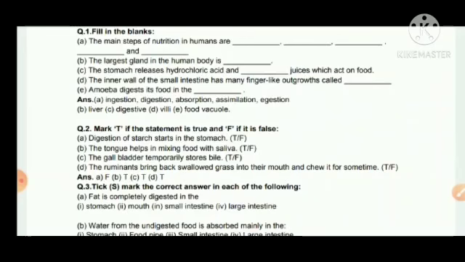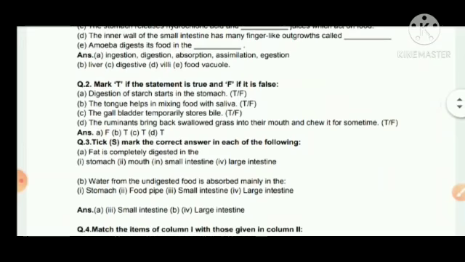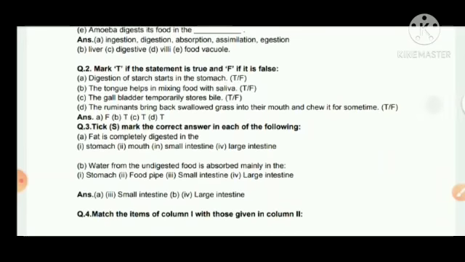Second question for you is: mark T if the statement is true and F if it is false. Digestion of starch starts in the stomach. This is completely a false statement. The digestion of starch starts in our buccal cavity.